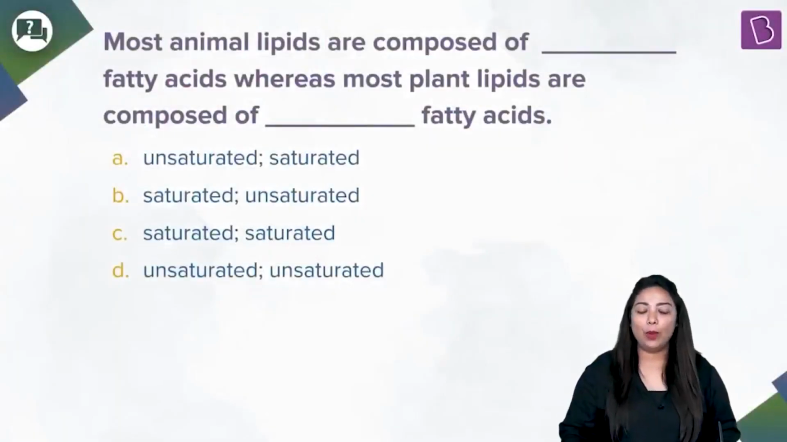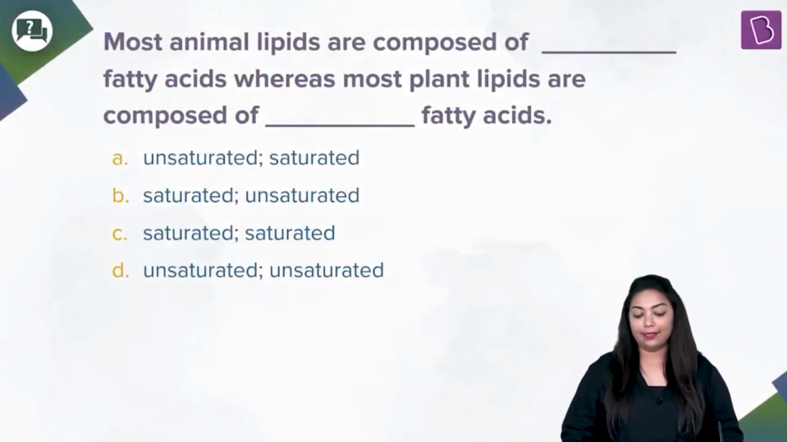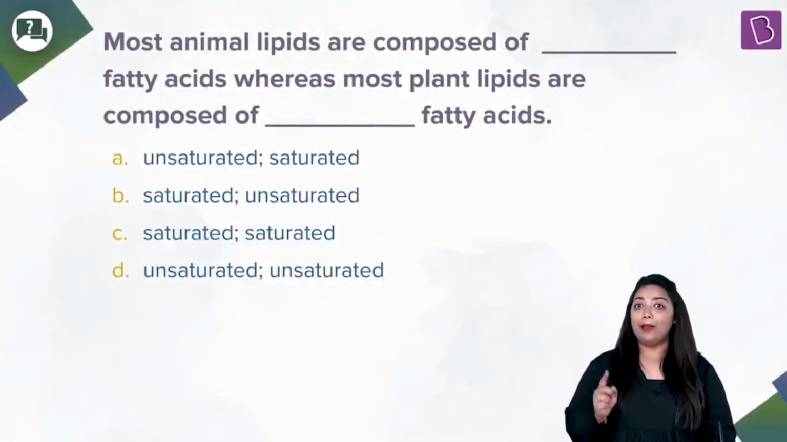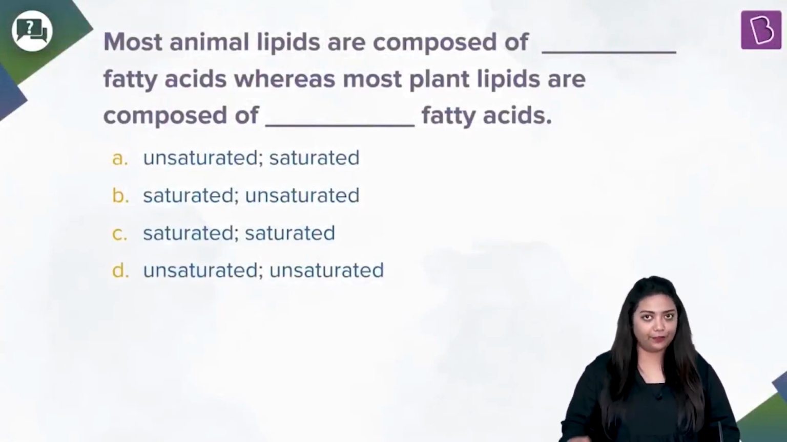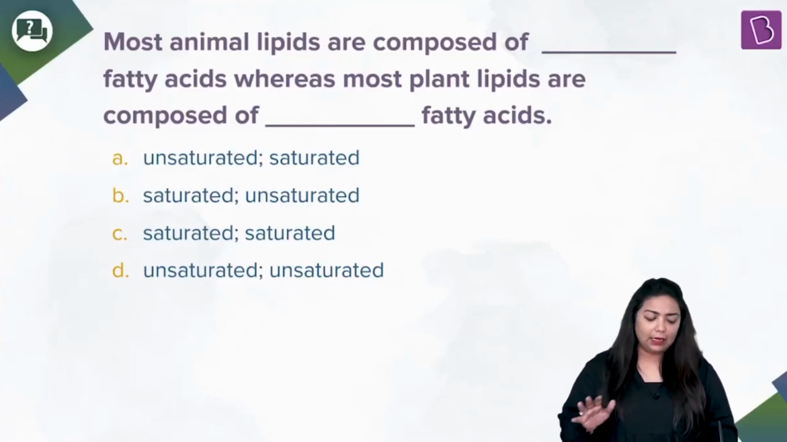Okay, so this is a simple one. Most animal lipids are composed of dash fatty acids, whereas most plant lipids are composed of dash fatty acids. Now this is a very, very important question, children. You need to be aware about the concept on this. Now the question is very simple, okay.